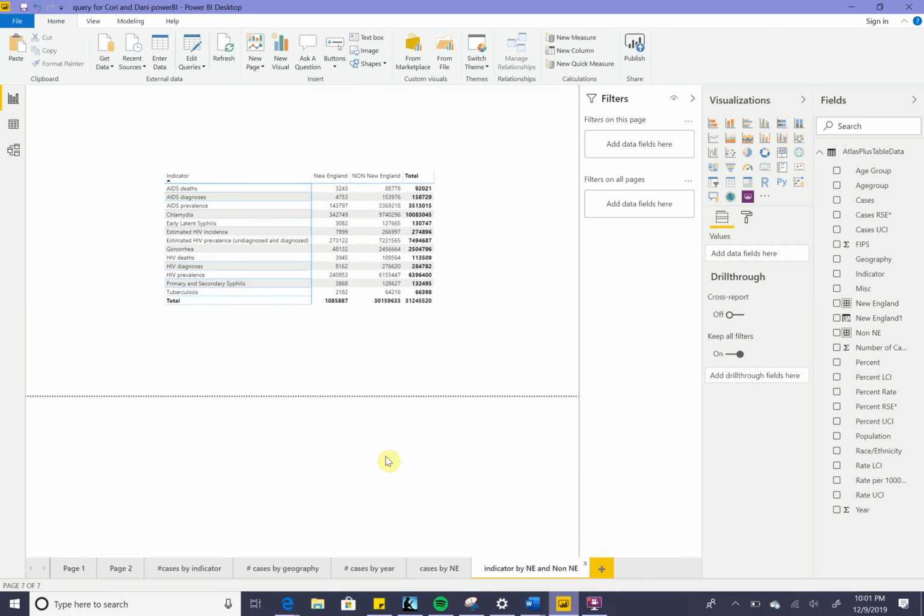This chart and graph goes into detail about the specific types of STDs and the comparison between the number of cases in New England and outside of New England. AIDS deaths are a very unfortunate thing that our organization is working hard to prevent, and as we can see, New England has 3,243 of these cases out of a total 92,021 cases in the overall U.S. This chart is a great visualization because of how many variables we wanted to display and the types of variables that we wanted to display. Thank you.